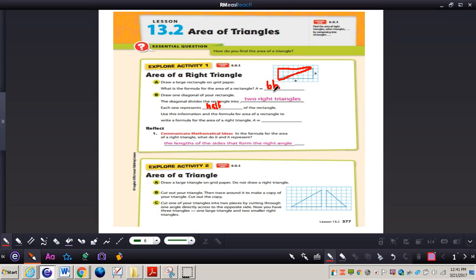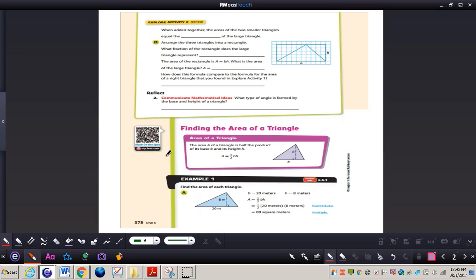of the rectangle. And based upon this information and the formula for area of a rectangle, we want to write the formula for the area of a right triangle. So since it's half, we know base times height is the area of a rectangle. So area is going to equal 1/2 base times the height. So we're going to skip over to page 378 where it says finding the area of a triangle. So we know the area A of a triangle is half the product of its base B and its height H. Okay, so area equals 1/2 times the base times the height.